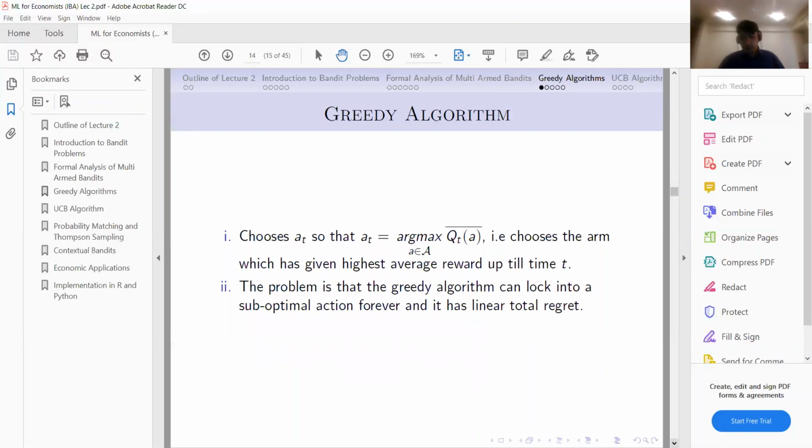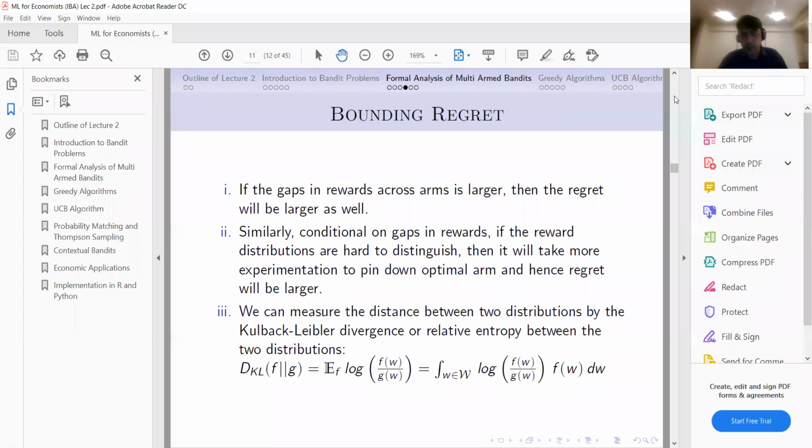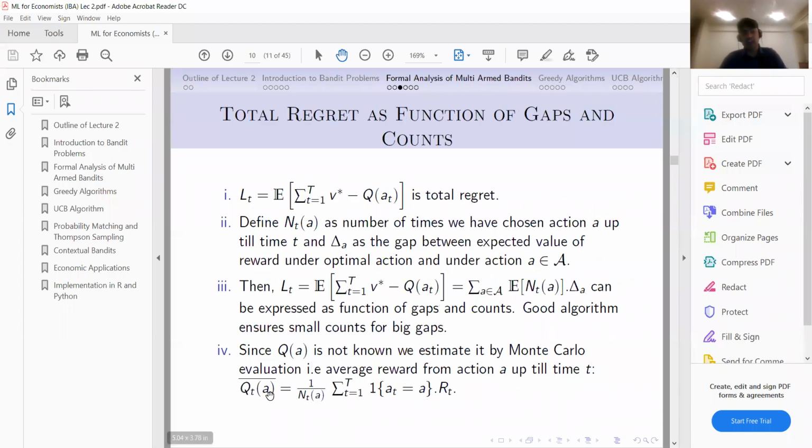So basically, we're trying to look at different algorithms to help us solve this problem. The most natural starting point could be to just use what is known as a greedy algorithm. This is a very naive way to go about it, and it just doesn't work that well. It has a linear rate of regret, and it has other suboptimal properties. Nobody ever uses this, but it's the first thing that comes to mind. Remember, I defined this Monte Carlo evaluation, or simply the average rewards that you're getting from action A up till time T, and you could do this for all actions.